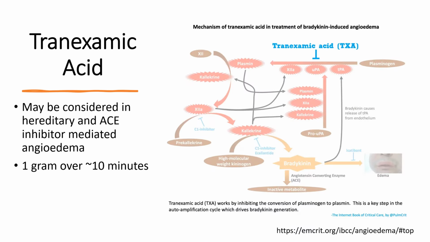Tranexamic acid. There are some reports of use of tranexamic acid in patients who have hereditary and ACE inhibitor-mediated angioedema. Overall, this medication is relatively inexpensive and relatively safe, and we use this medication quite a lot in patients undergoing cardiac surgeries and orthopedic surgeries. On the right part of the screen, you see a pictorial showing the mechanism of action of tranexamic acid in regards to angioedema. The dose reported is 1 gram given over 10 minutes.